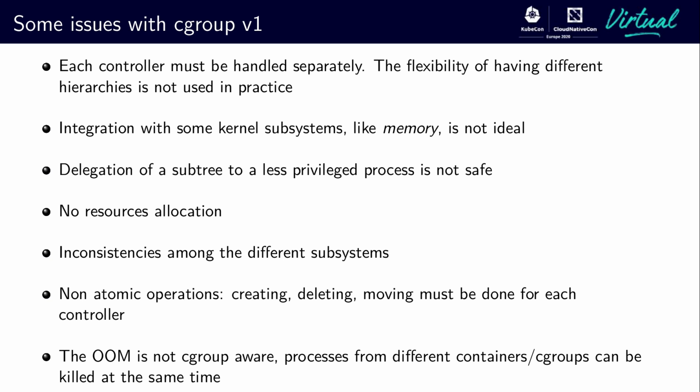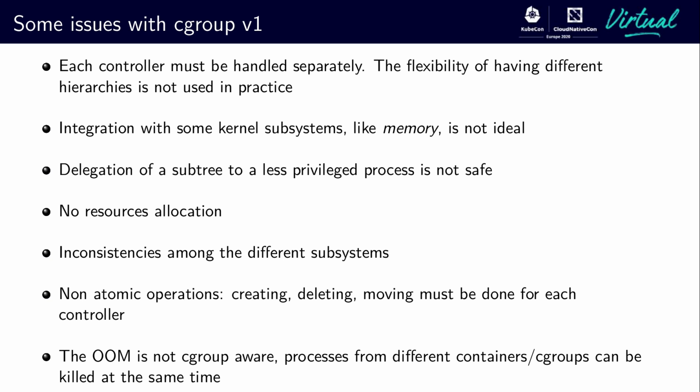One big issue that doesn't affect directly how Kubernetes uses cgroups today is that delegation is not safe. It's not possible with cgroup v1 to delegate a subtree to a less privileged process in a safe way. It's also not possible to pre-allocate resources. If we want to pre-allocate for a cgroup a certain amount of resources, like some memory, that's not possible today with cgroup v1.